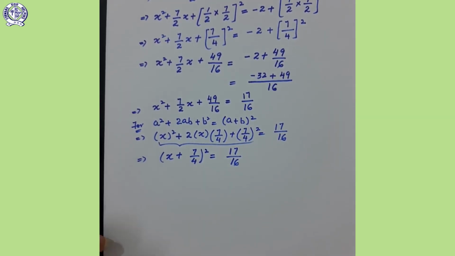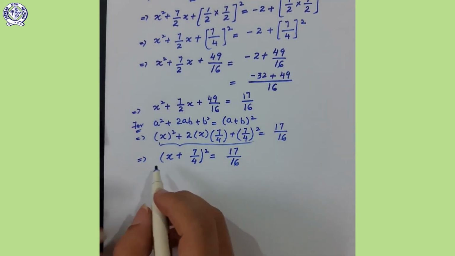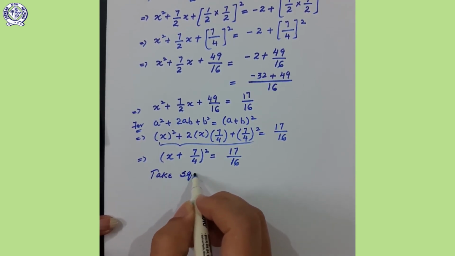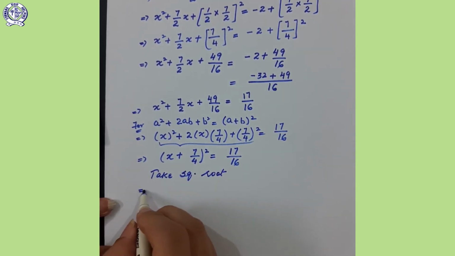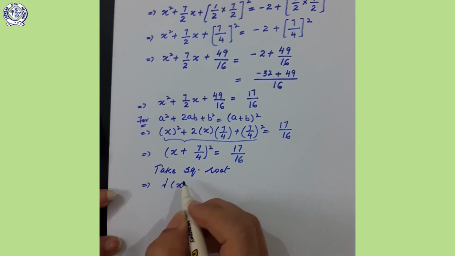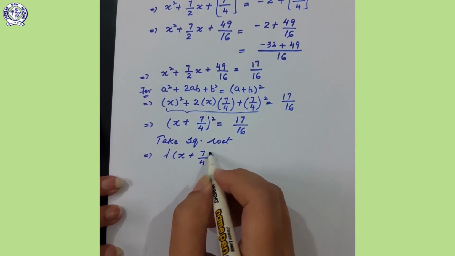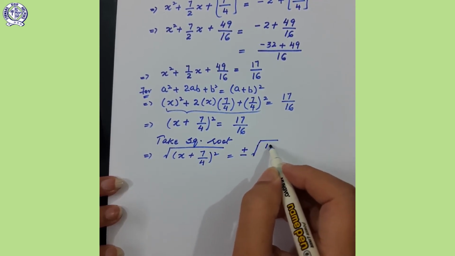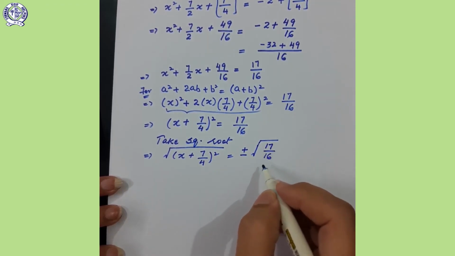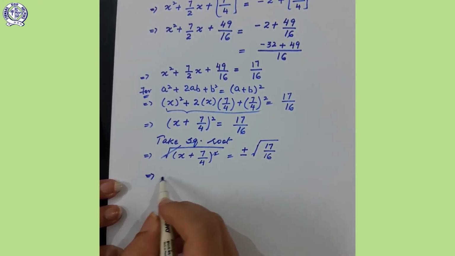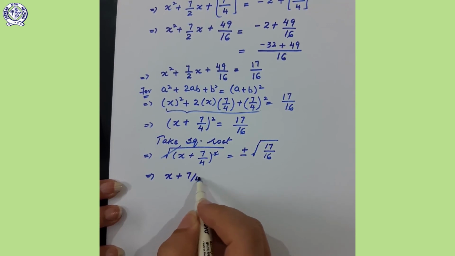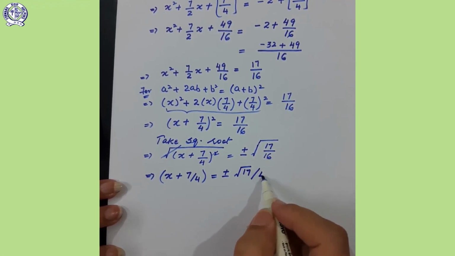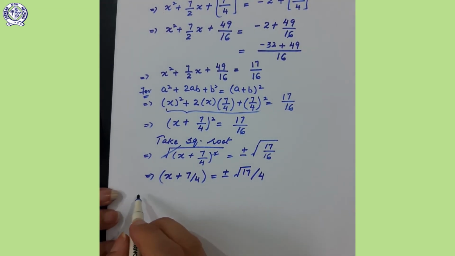Now after this what we do is take the square root. So under root, x plus 7 upon 4 the whole square under root equals plus minus under root 17 upon 16. So the root and the square cancel. x plus 7 by 4 equals plus minus root 17 upon root of 16, which is 4. Now you will solve it with plus and minus signs.